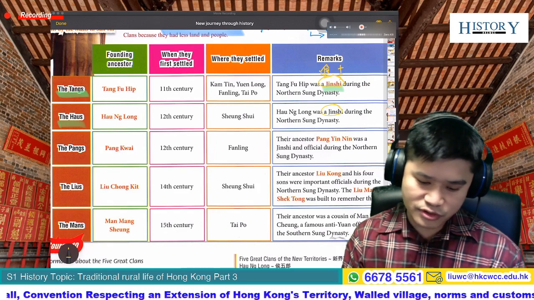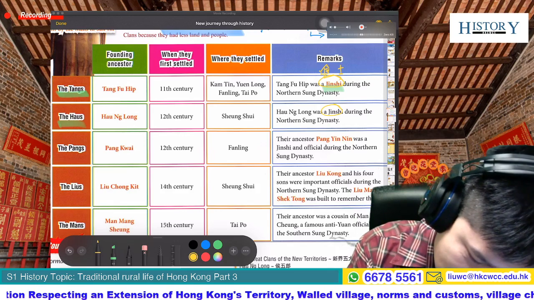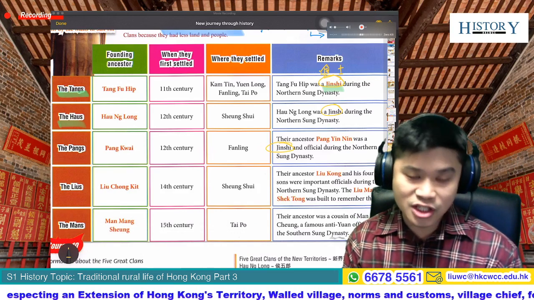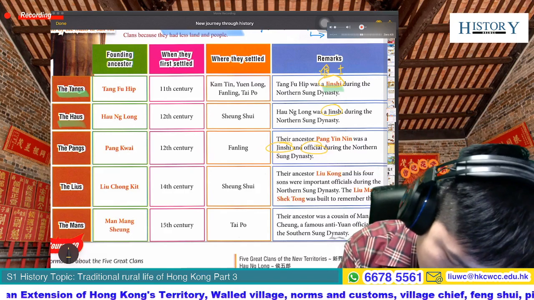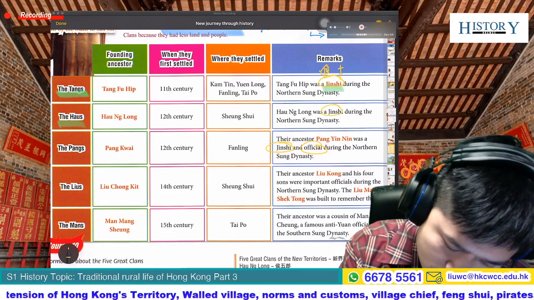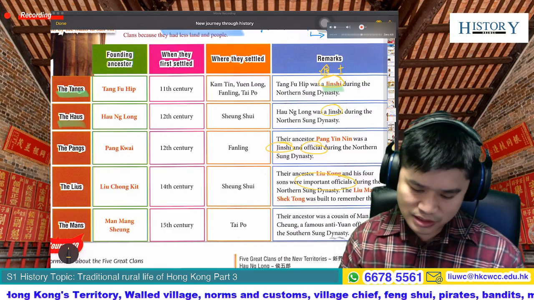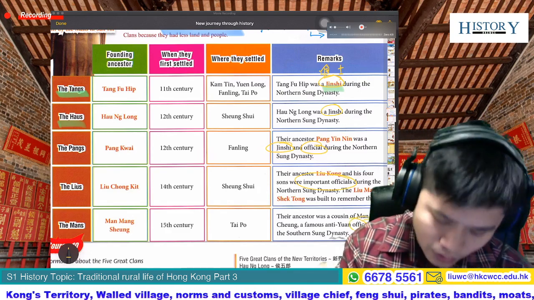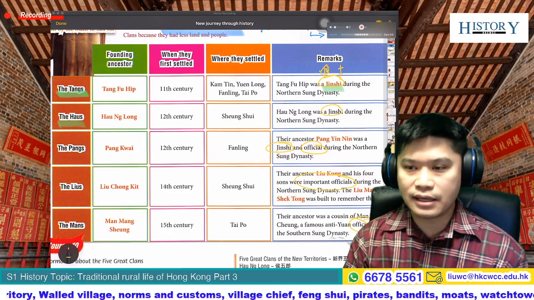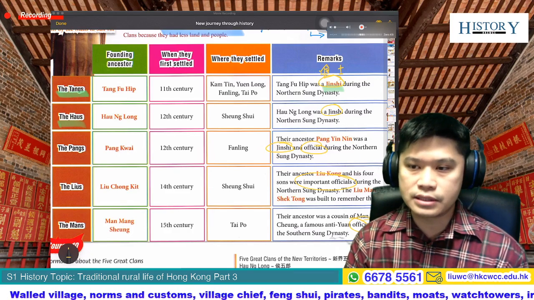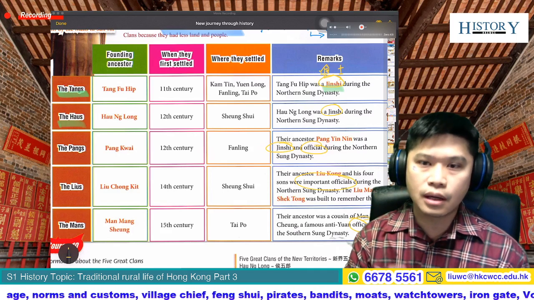And also you can see for the Haus, one of them, Hau Nglong, was a Jin Shi during the North Song Dynasty. And for the Pangs, you can see the ancestor, Peng Yin Lin, was a Jin Shi and an official. And for the Lius, Liu Kong and his fourth son were important officials during the North Song Dynasty. And for the Mans, they were also officials. So therefore, you can see that, like for the five great clans, for the five families, they can have a very, very great influence.